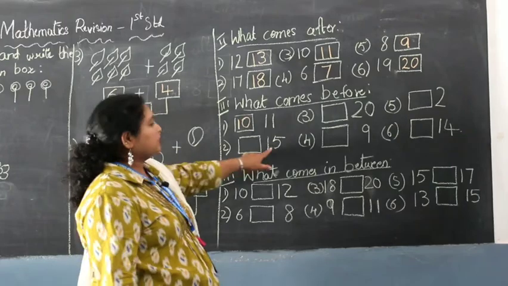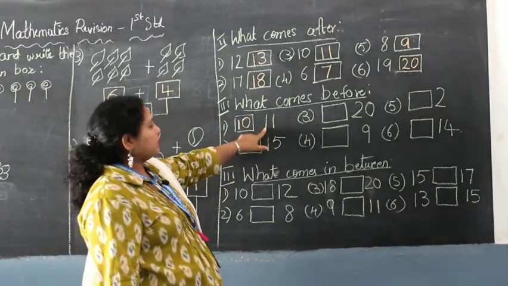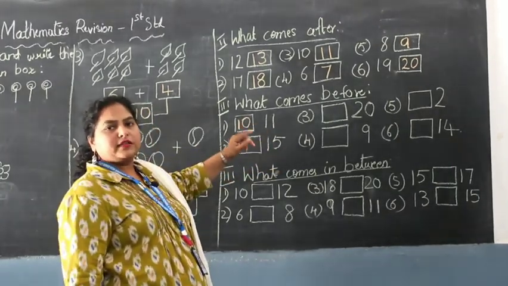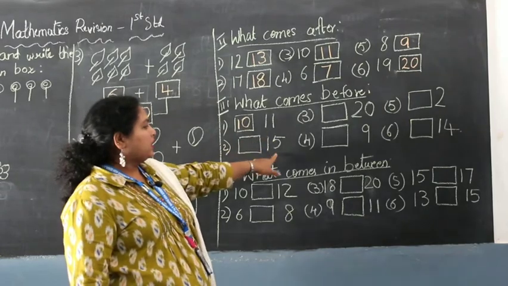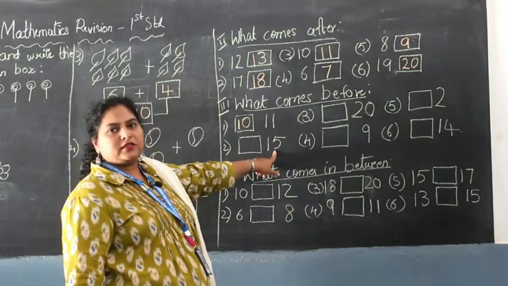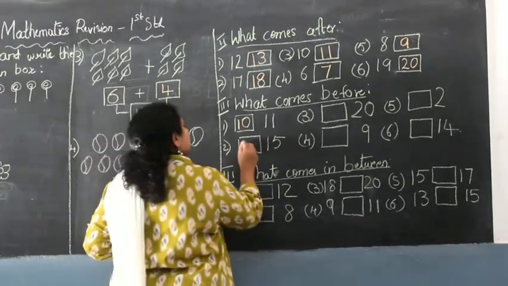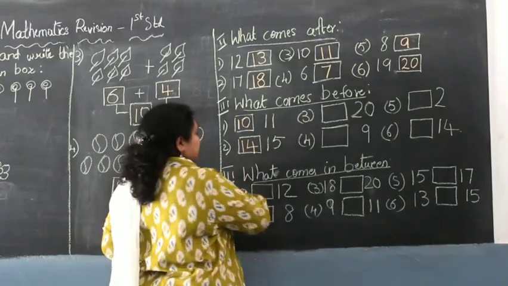Now what comes before 15? So we'll continue from 11. 11, 12, 13, 14, 15. So what came before 15? 14. So 14 comes before 15.